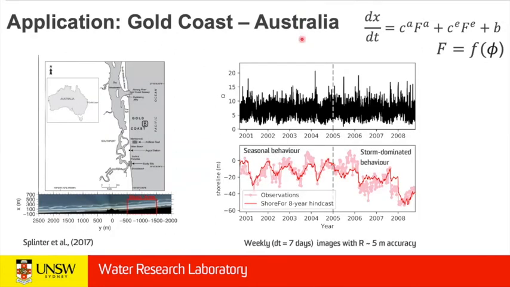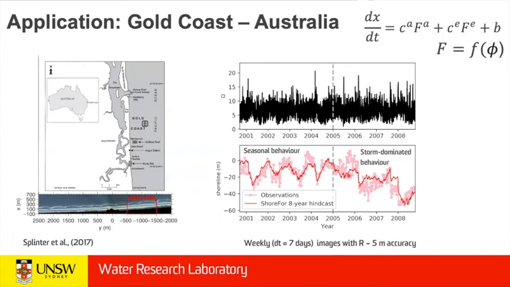So now we're going to apply the method to the Gold Coast, Australia, in the same example that I conceptually explained to you in the introduction. In the Gold Coast, there is an Argus camera, and we're going to be focusing on this area of the beach, which has minimal gradients in longshore sediment transport, which allowed us to use the ShoreFor model, which is a cross-shore model. We're going to be using weekly shorelines that have an accuracy of approximately 5 meters.